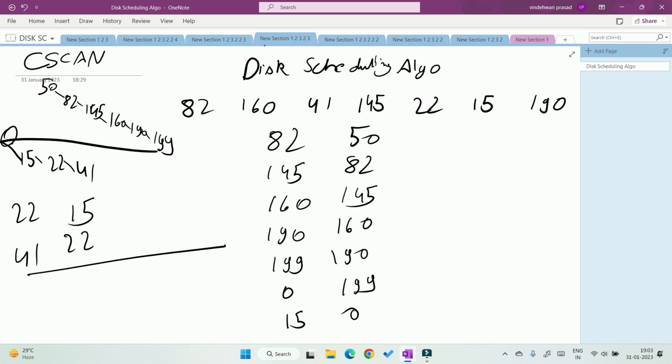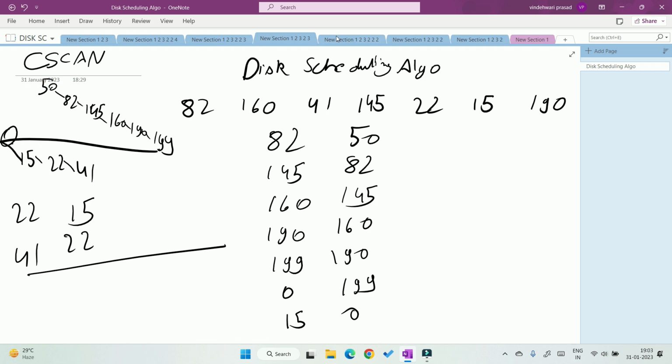I hope now you know the difference between scan and C-scan. In scan, when it travels backward, it takes them one by one. But in C-scan, after completing the last track, it starts again from 0. I hope the doubt will be clear to you.